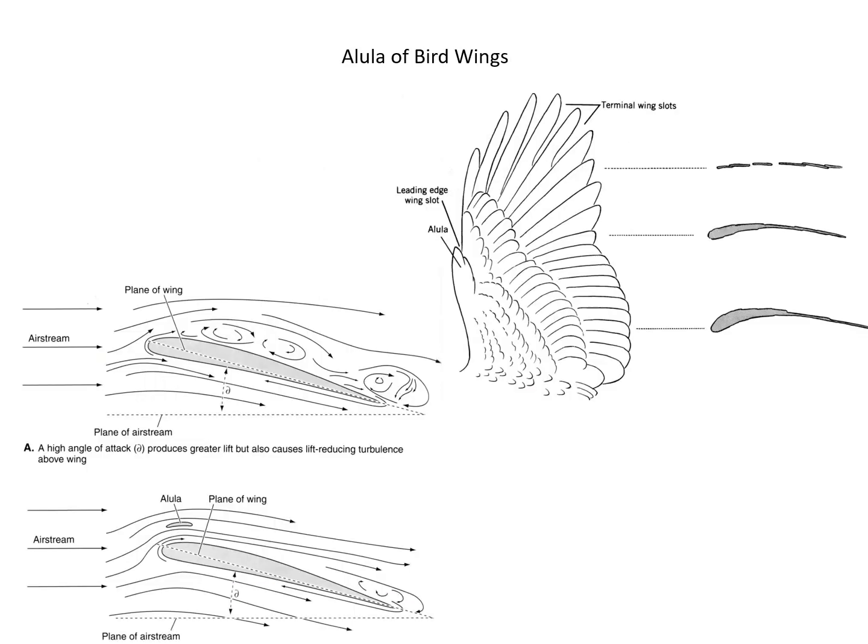This is a biological example of a leading edge slot and slat. So this is the alula on a bird wing. And you can see without the presence of that slat that there's unfavorable pressure gradients and reversal of flow. But when the alula is present, then you've got this much better adherence of the boundary layer.